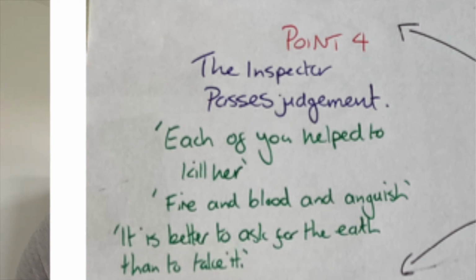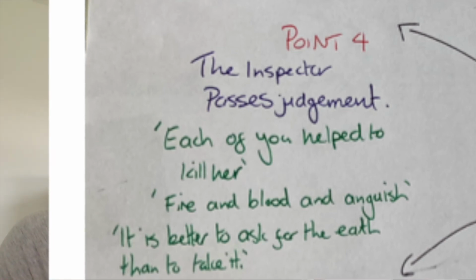Throughout the play, we have the inspector judging the characters as he goes on and asking them to reflect on their own responsibilities. When Mr. Birling says that soon they'll be asking for the earth, he says it is better for them to ask for the earth than to take it.